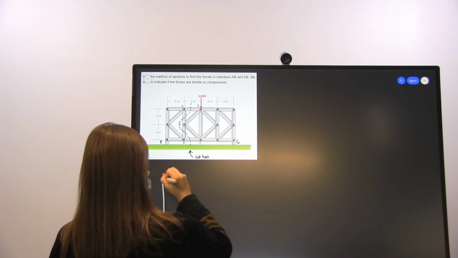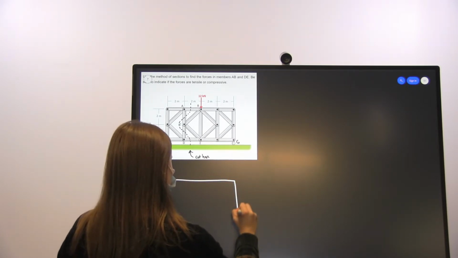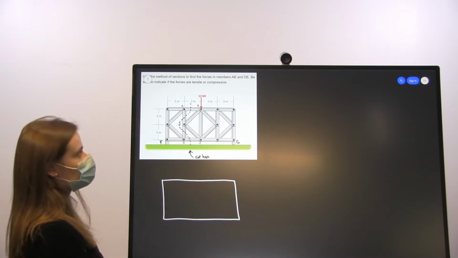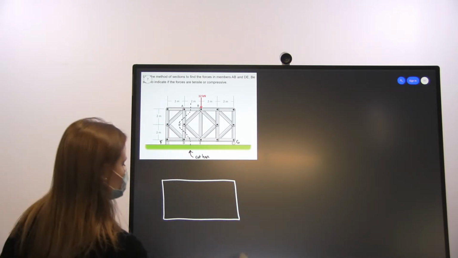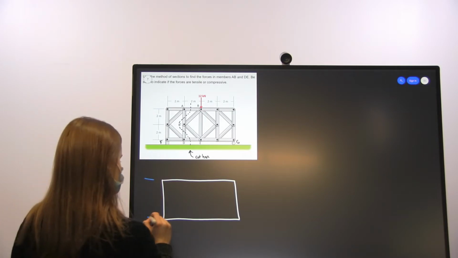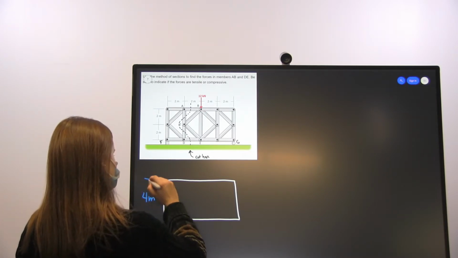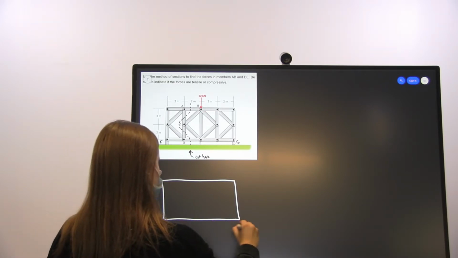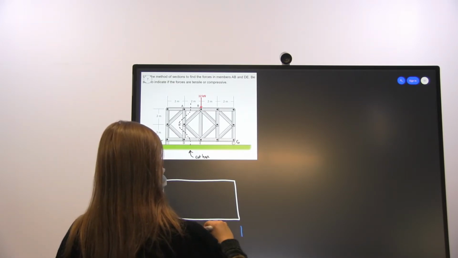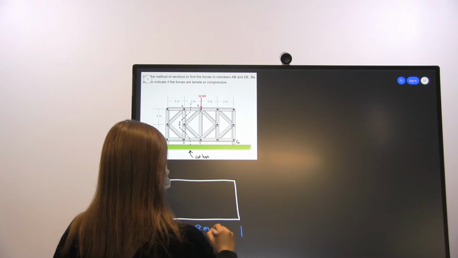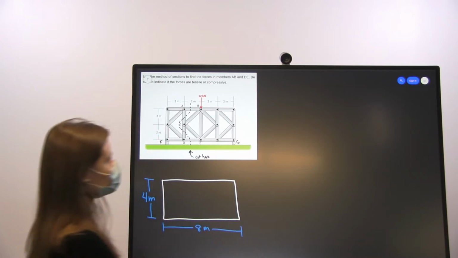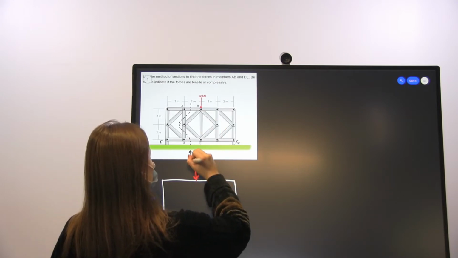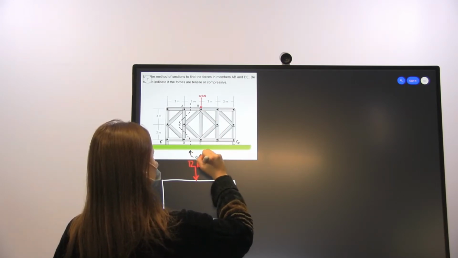When we're drawing our free body diagram, we're not going to take into account the different members. We're just going to draw it as a whole in itself. So this is 4 meters like this, up and down, and then it's a total of 8 meters horizontally. And we have this downward force of 12 kilonewtons.